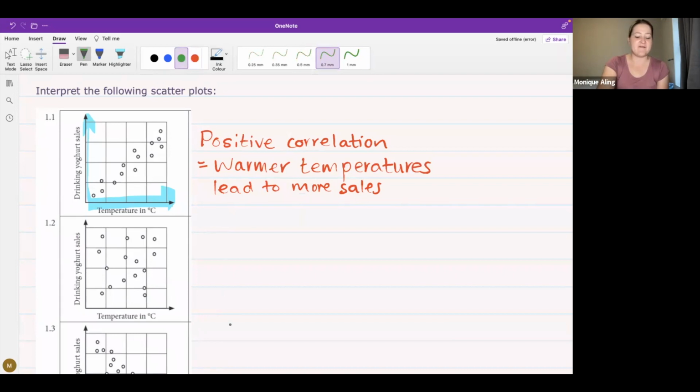Okay, what did we say for 1.2? Okay, I see we're all already answering that. It's no correlation. Good. And we can just say that the temperature has no impact on sales, for example, if I want to relate it.